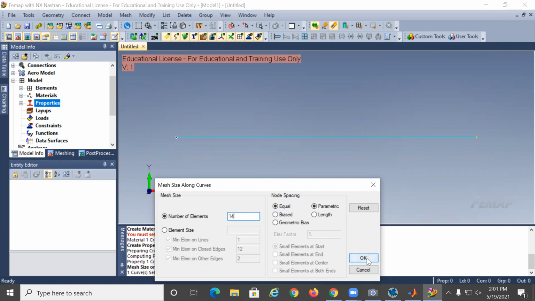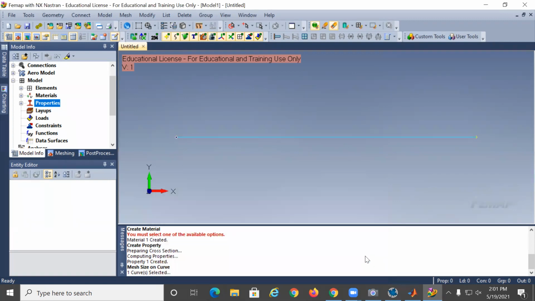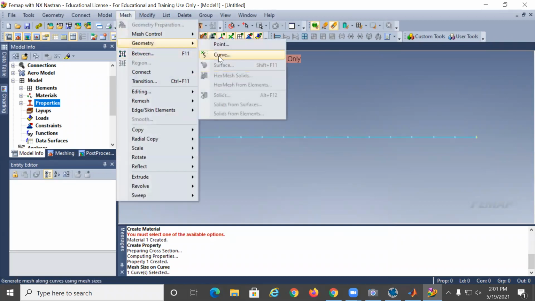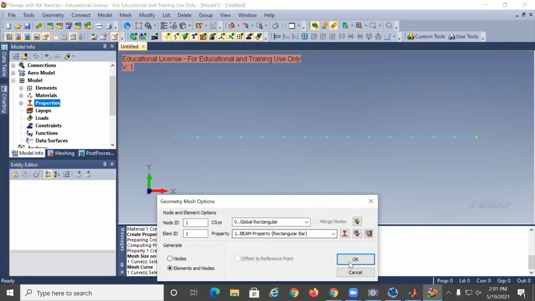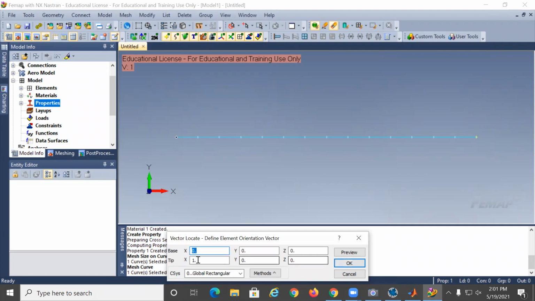The reason I put 14 is because then at 1, I will know it's 1 foot, and so on. So I put this. Now I do mesh geometry curve. I'm going to mesh that with whatever property we just created. All right, and I'm going to say the Y is going up. You should see an arrow going up now in that direction here.